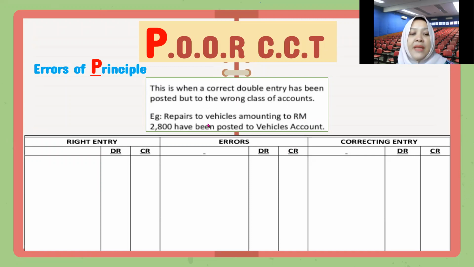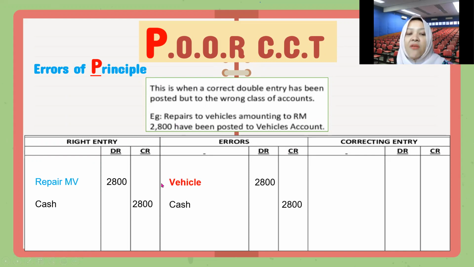So the example here, repairs to vehicles, amount 2,800. So you should debit your repairs of 2,800 and credit your cash of 2,800. But somehow you have recorded it wrongly. You recorded debit vehicles of 2,800 and credit cash of 2,800. Wrong class, meaning that these are both on the debit side, but repairs is your expense and vehicles is under your asset, so it is the wrong class.